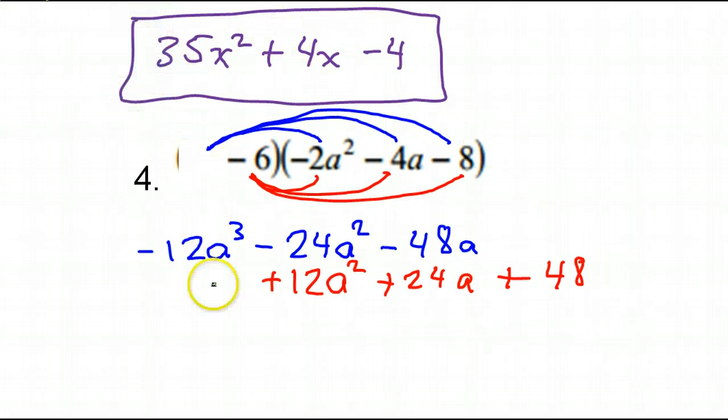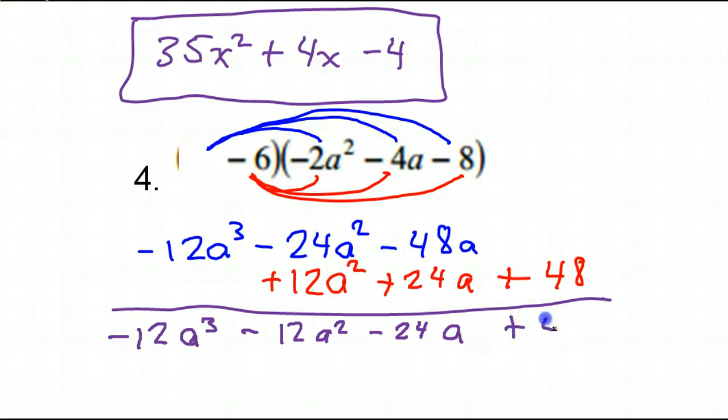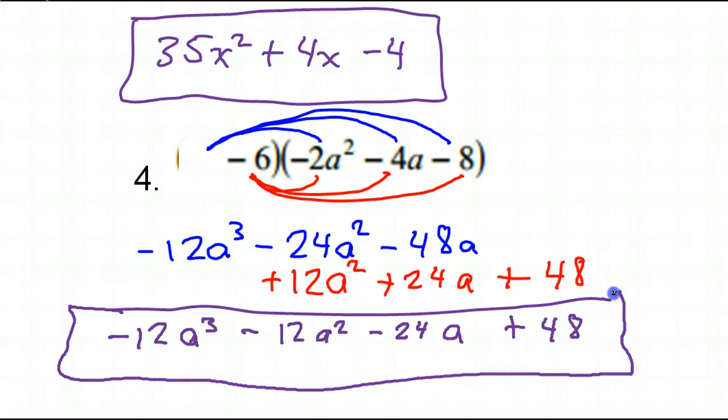Then just combine your like terms, and that's it. So we'll just bring down the negative 12a to the third power. Now this will make negative 12a squared when I combine these. And this is going to make negative 24a. And then I'll just bring down the 48. So this should be your answer to number 4. Just doing a little double distributive property.